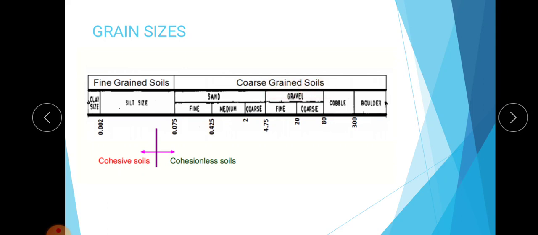And coarse grained soil is again classified as sand and gravel. Sand is again classified as fine, medium and coarse. Fine sand means size between 0.075 mm and 0.425 mm. Medium means between 0.425 mm and 2 mm, and coarse means between 2 mm and 4.75 mm.